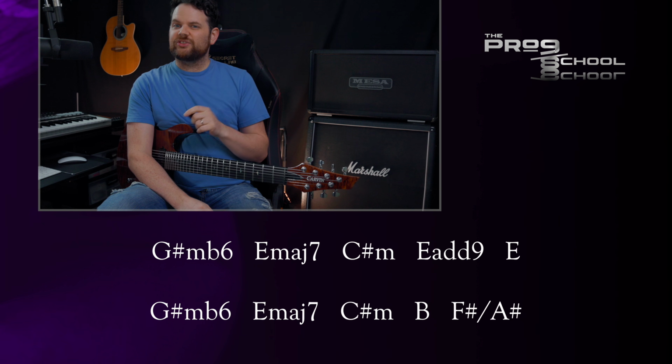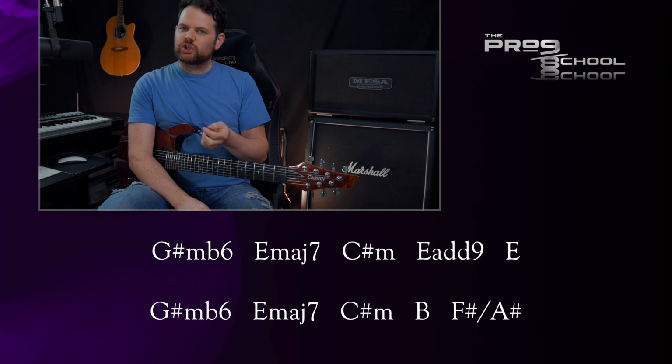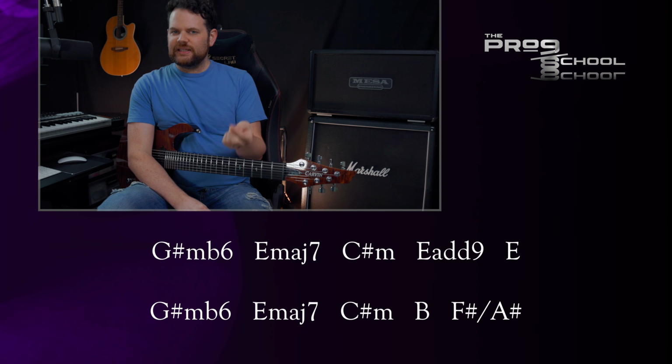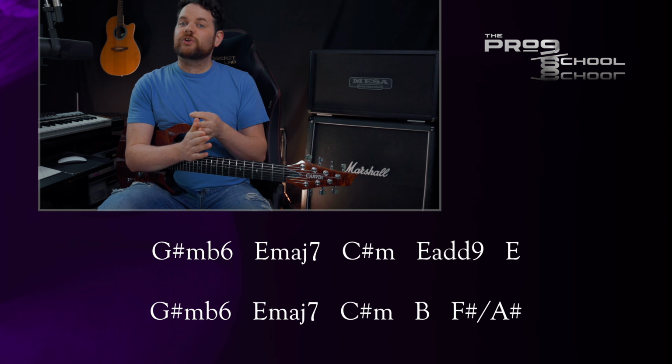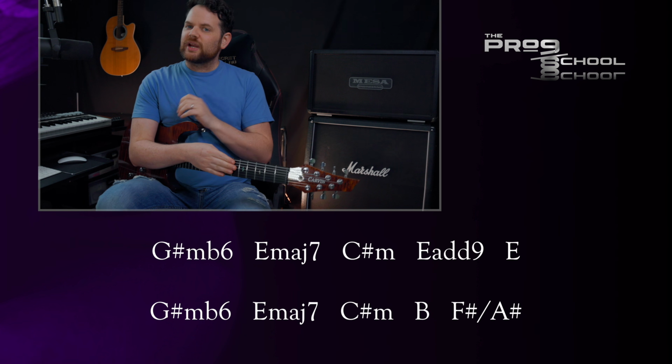2 of these songs are in standard tunings and 1 is in a drop tuning, so we'll get to look at chord shapes from both of these tunings. The chord progression here is G sharp minor with an added flat 6, then E major 7, then C sharp minor, then E add 9 to E. And in the second half we have the same first 3 chords, and then it ends with a B, and then an F sharp over A sharp.